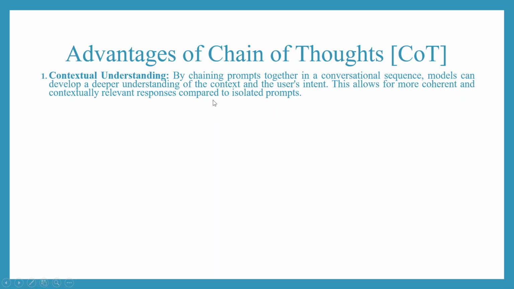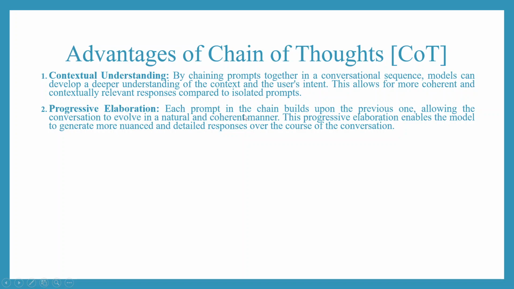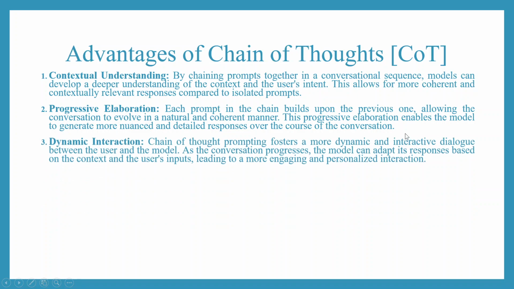Let's see. By chaining prompts together in a conversational sequence, the model can develop a deeper understanding of the context and the user's intent. This allows for more coherent and contextually relevant responses compared to isolated prompts. Each prompt in the chain builds upon the previous one, allowing the conversation to evolve in a natural and coherent manner. This progressive elaboration enables the model to generate more nuanced and detailed responses over the course of the conversation.